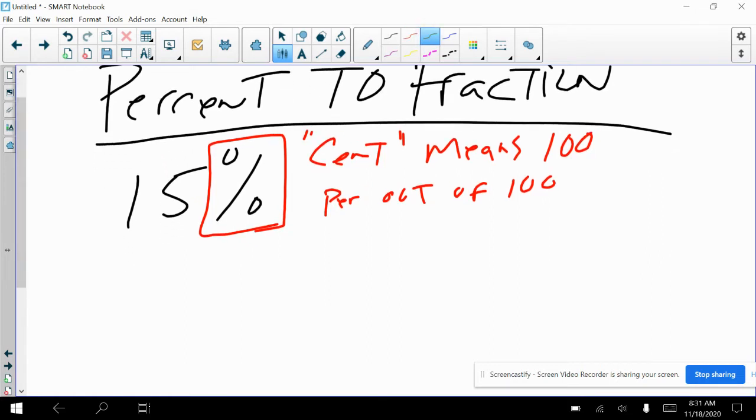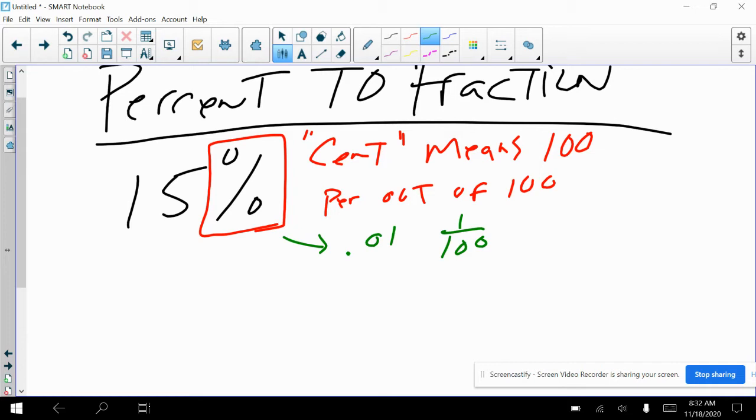Anybody know? Want to take a stab at it? Listen to the question. What numerical value? That means it's a number. It's a decimal number. Ready? The percent sign actually is 100th. Or you can think of it as you're dividing 1 out of 100.